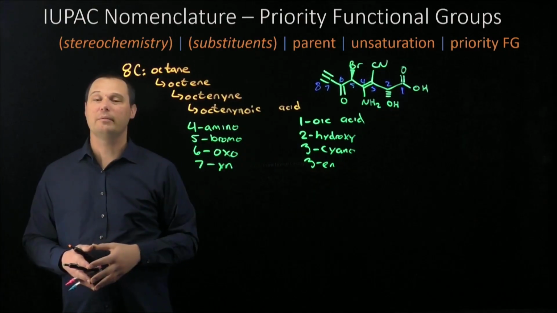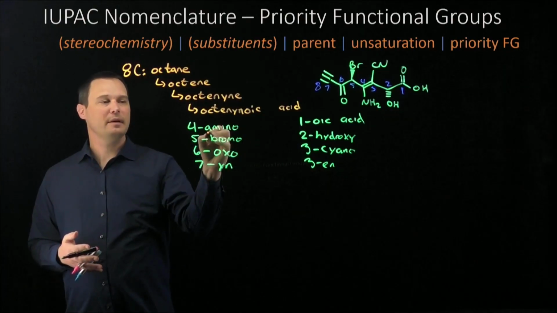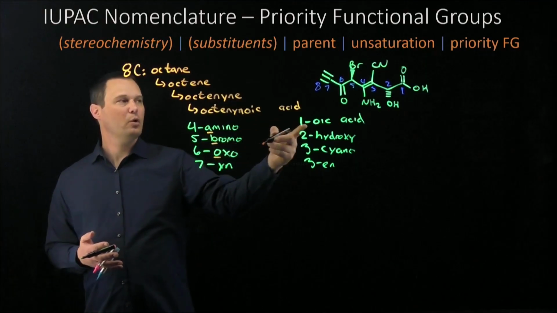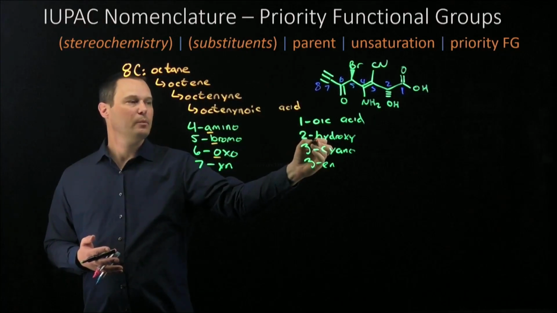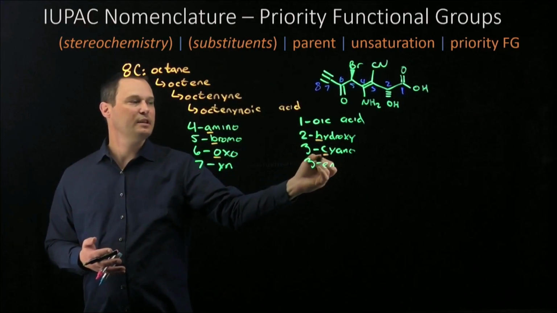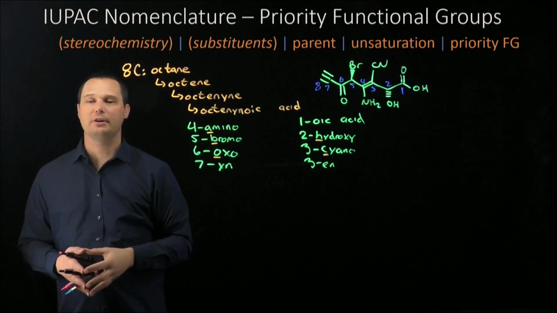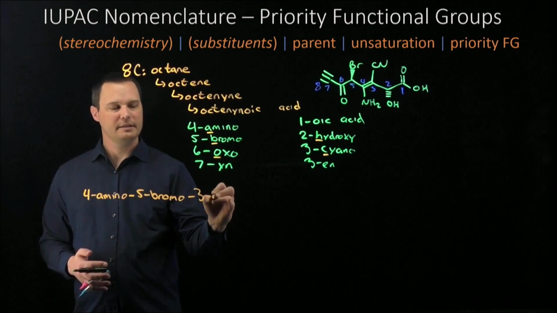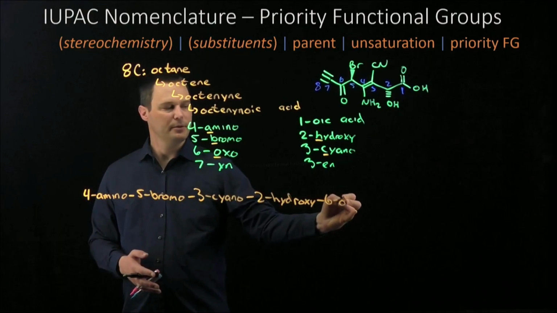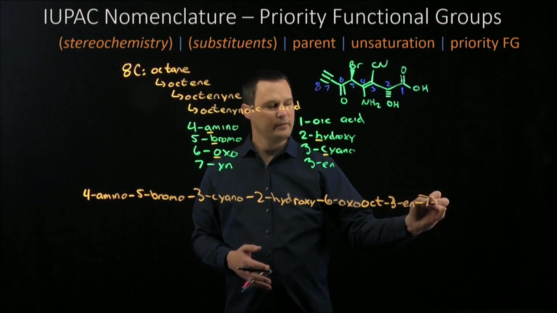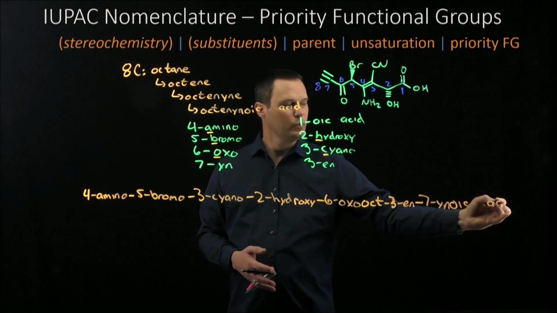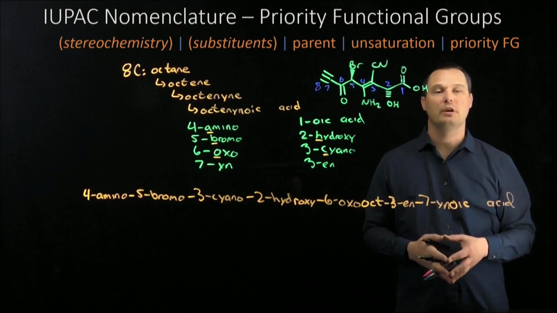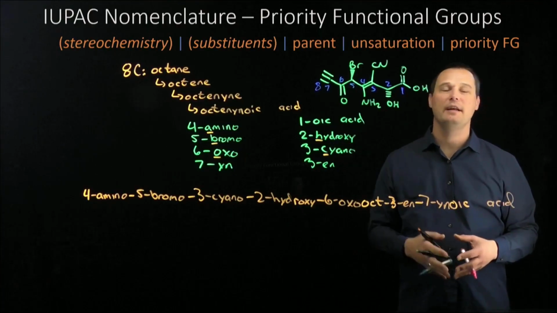Now we're ready to build the name of our molecule. For all of these substituents, we'll alphabetize by the A in amino, the B in bromo, the O in oxo. The -yne and the -oic acid are already part of the parent hydrocarbon name. We'll alphabetize by the H in hydroxy, the C in cyano, and the -ene is part of the parent hydrocarbon. So building the name of this molecule, we'll start with 4-amino, 5-bromo, 3-cyano, 2-hydroxy, 6-oxo, oct, 3-ene, 7-yne, oic acid. 2 words. Notice that because the carboxylic acid must be carbon 1 by definition, we do not need to include the number 1. We finish by scanning through the molecule to find any stereochemistry.